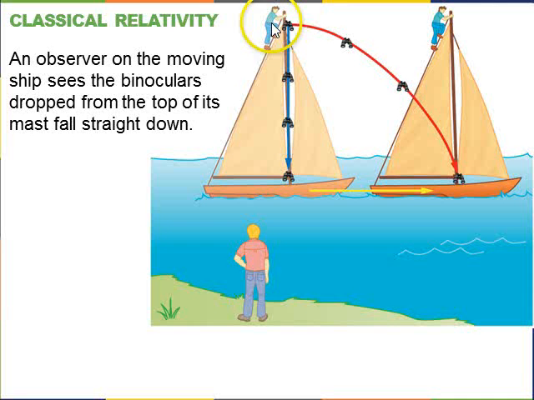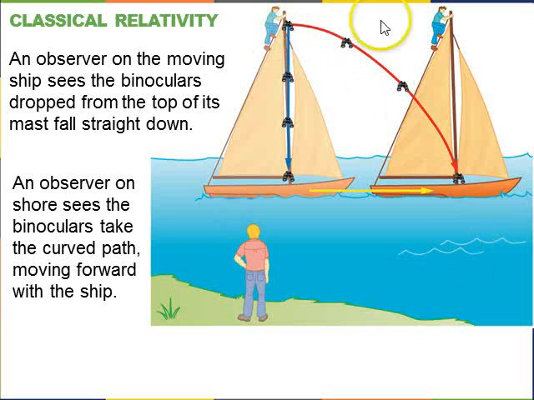So say you've got an observer on a ship that's moving towards the right, and he drops his binoculars. If you ignore air resistance, these binoculars drop straight down relative to that person on the ship, and they hit the floor directly below him. But since the ship is moving, if you're standing over here on the shore, there's now this horizontal velocity of the whole boat, and that is also added to the velocity of the binoculars. So the binoculars have a horizontal and a vertical component. But since they're separate, you see this parabolic path. The binoculars take a curved path.